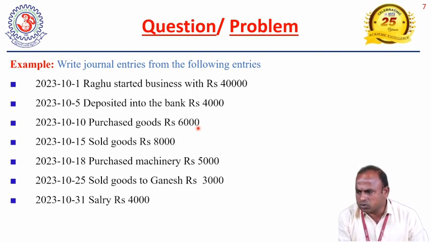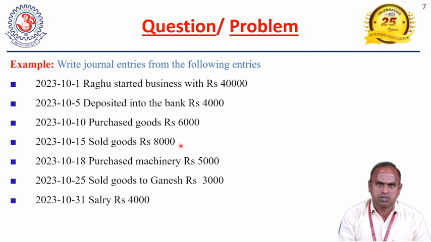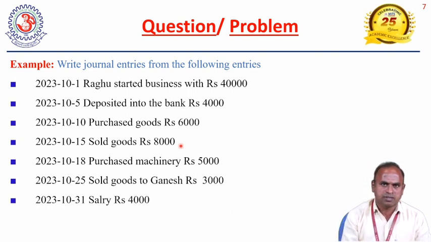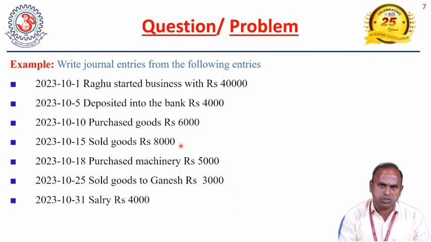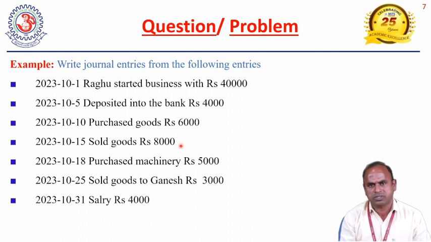The next one, 2023 October 15, sold goods rupees 8,000. So in this transaction, sales and cash, two items are there. The sales is a nominal account and cash is a real account. The sales is revenue. So as per the nominal account, revenue, you write down the credit side. The cash comes into the business. As per the real account, what comes into the business, you write down the debit side. So in this transaction, the entry is cash account debit to sales account.